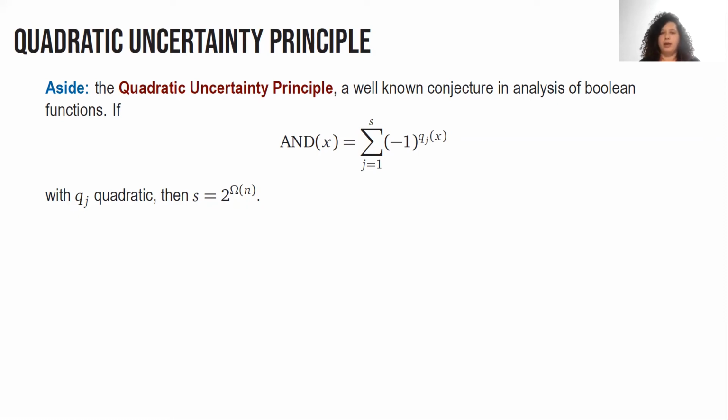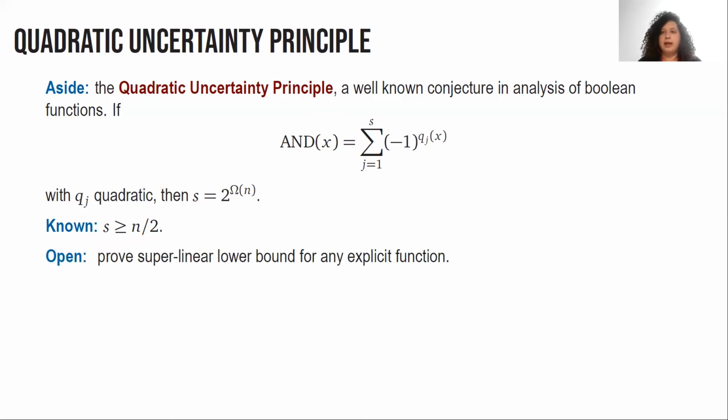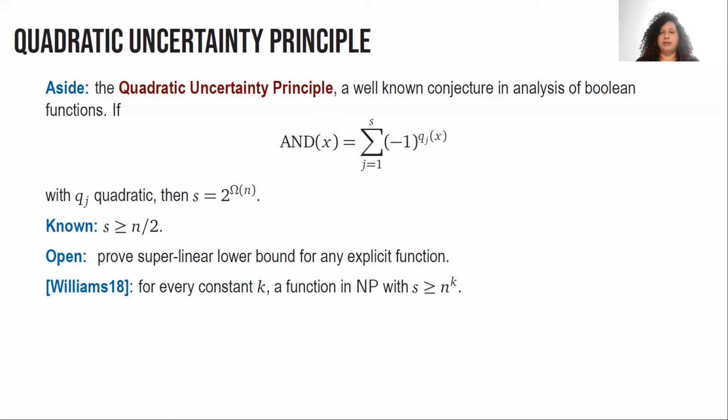We know that the Fourier transform of n depends on exponentially many basis elements. And the best known lower bound for the quadratic uncertainty principle is n/2. And it is very interesting to prove superlinear lower bounds for any explicit function. And Williams in 2018 showed that for every k, there is an NP function that uses at least n to the k summands of this sort in its representation. So this is the best we know about the quadratic uncertainty principle.